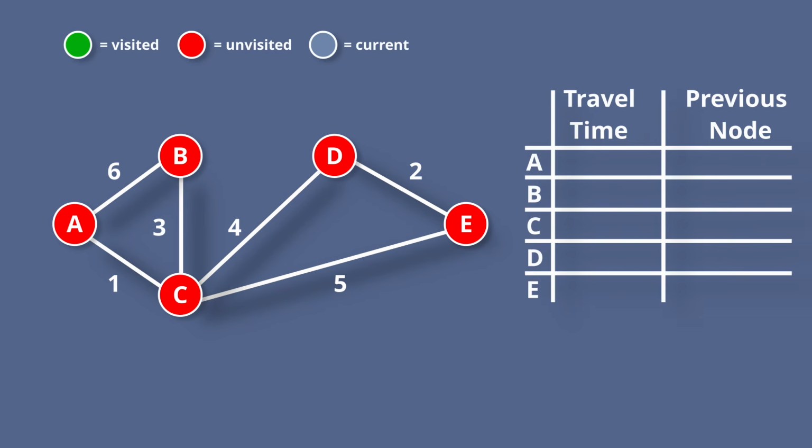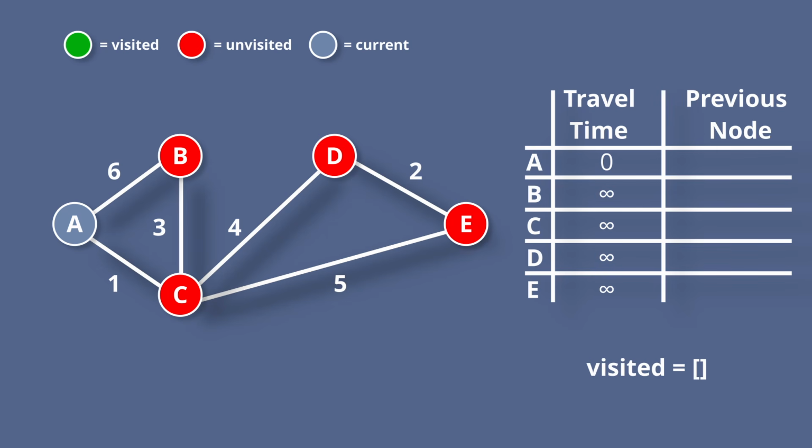To start, we pick our source node and we set the time taken to travel to this node to 0, as we are already there. We then set the time to travel to all other nodes to infinity, as we don't know how long it takes to travel to them from our source node. We also need to maintain a list of all the nodes we have visited.